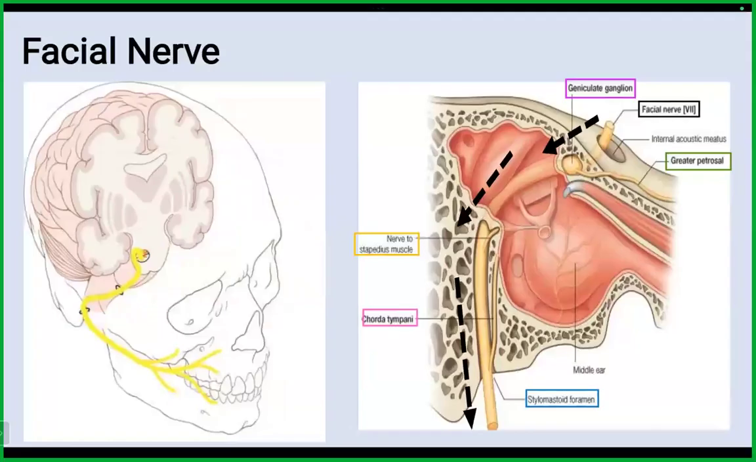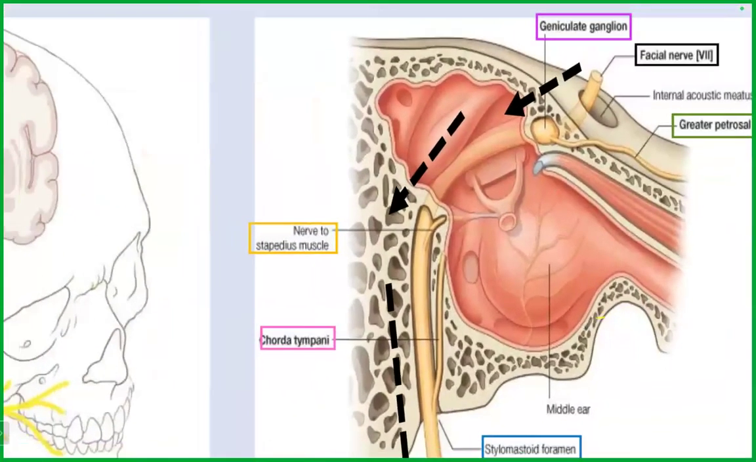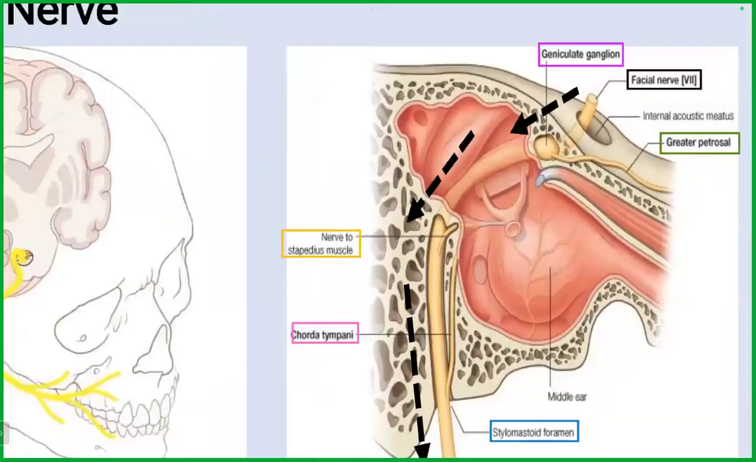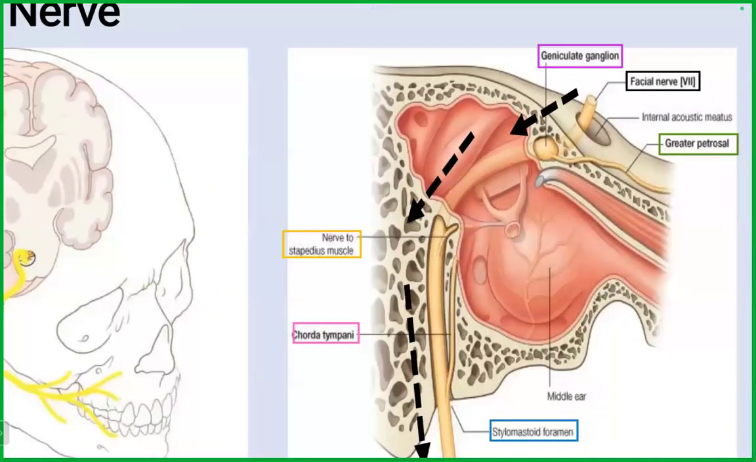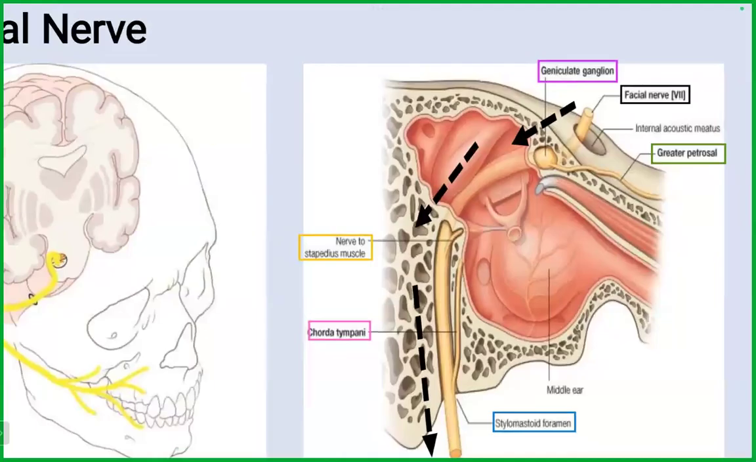This is a nice diagram showing the facial nerve, its parts and divisions, which give a nerve to the stapedius muscle and the chorda tympani, which carries taste sensation from the tongue and parasympathetic innervation to the sublingual and submandibular glands.